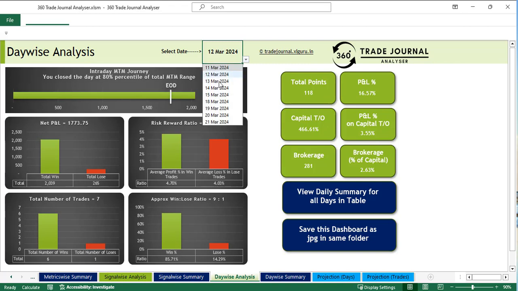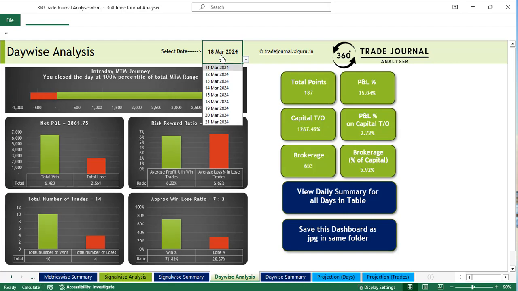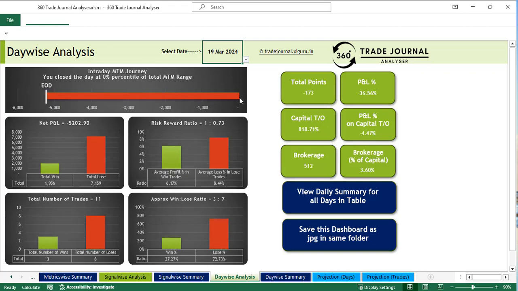Like, I can give you one of the examples here, maybe this one. This day, I started at zero and I never went into positive, and then ended up going into the negative zone. So you should have a rule that, after one loss for the day, I will not trade more, or will not trade some of the indicators, likewise, right?